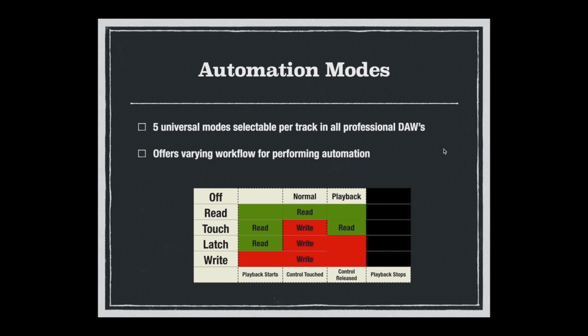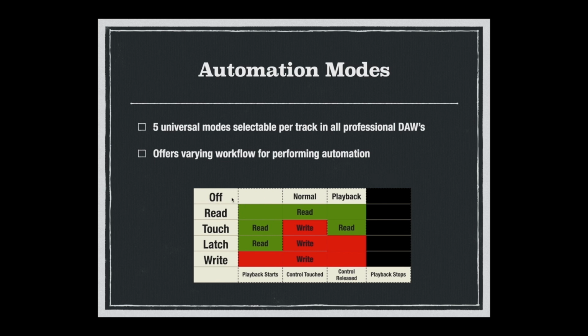So, automation modes. There are typically five universal modes selectable per track in all professional DAWs. These offer varying workflows for performing automation, not penciling it in. These are universal automation modes for any DAW. First one we have is off. That'll give us normal playback. This is graphically represented down here. First automation mode: off, normal playback.